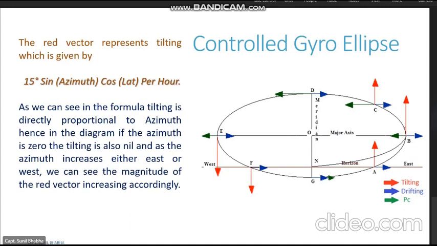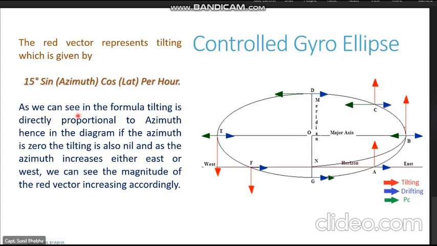So let's move on to the second force in action here. The second force which we are going to discuss now is the tilting motion. Now in this diagram, the red vector represents the tilting. We know that tilting is given by the formula 15 degrees sine of azimuth cos of latitude per hour. As the observer is stationary right now, there is no change in the latitude of the observer, but the azimuth of the spin axis or the drift of the spin axis is changing. At different points, you will see the azimuth is changing.